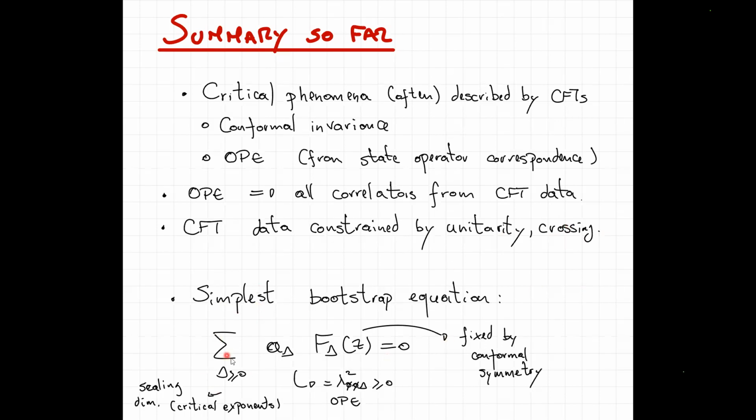It involves an infinite sum over scaling dimensions, which are critical exponents, if you want. Then there's this dynamical data here, these OPE coefficients, which we don't know what they are. We just know that they are positive. And then there are these functions, which are fixed by conformal invariance. So our job is to understand what possible things we can place here such that this equation is satisfied.